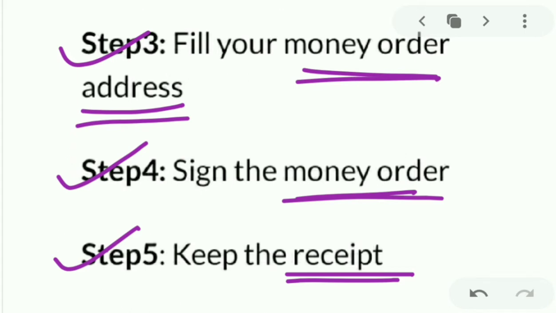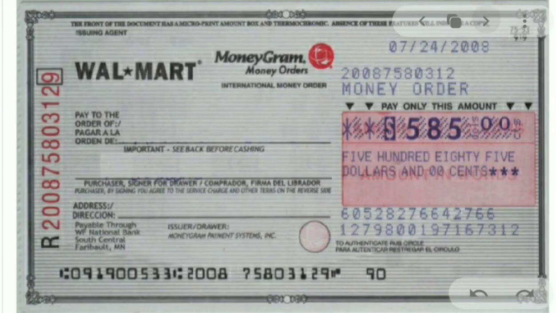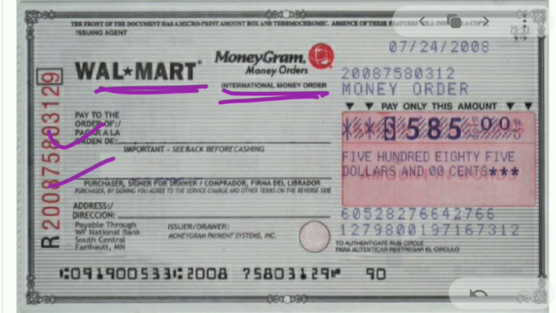As you have seen in the previous video on what a money order is and the steps to fill it out, these steps are quite similar. Let's move further. Here a sample of a money order is depicted for Walmart. Here Walmart is mentioned, and here money order is mentioned. As you can see, it is written pay to the order of. You need to write to whom you are paying. Here the purchaser signature is there. Here your address is to be filled, and the amount is to be mentioned here in numbers and here in words.